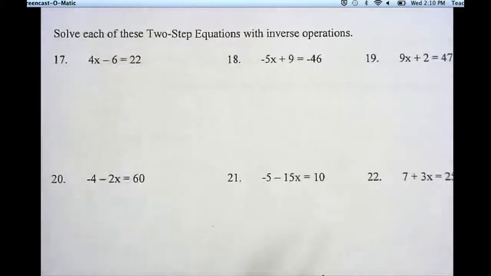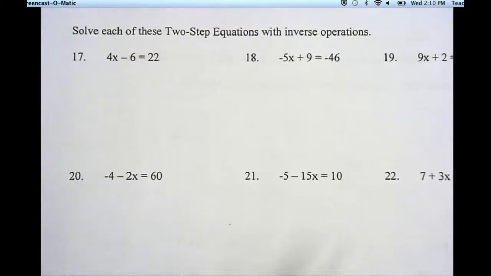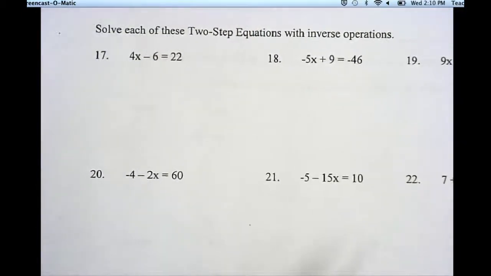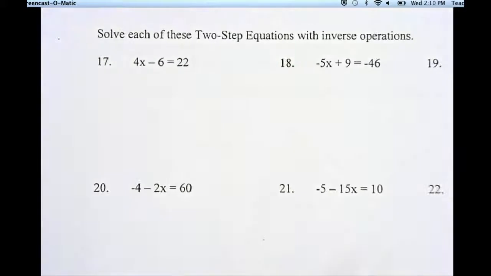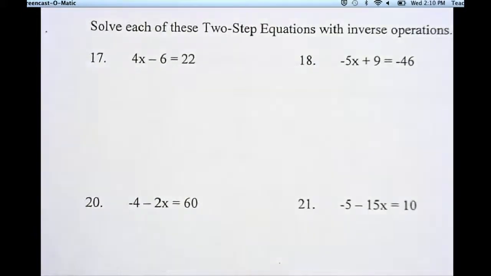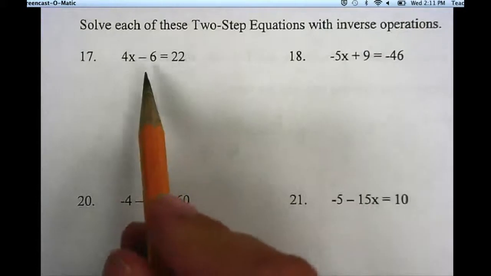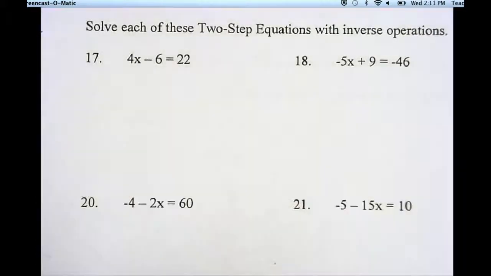Okay, Oak Rovers, this is going to be a video that's going to help you with two-step equations. So I'm going to take problems that were right from your final test and your summative test, and we're going to go over them, and then you can work on them again. So the first problem is something like 4x minus 6 is equal to 22.